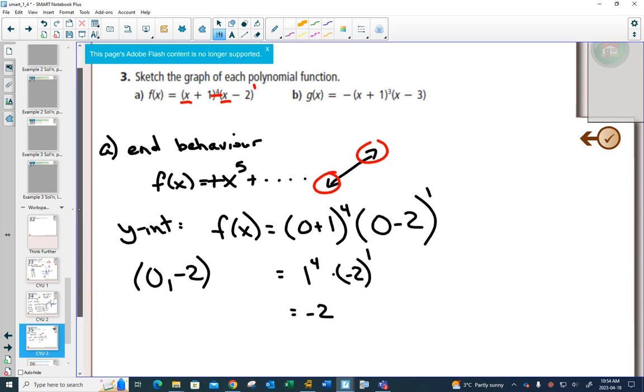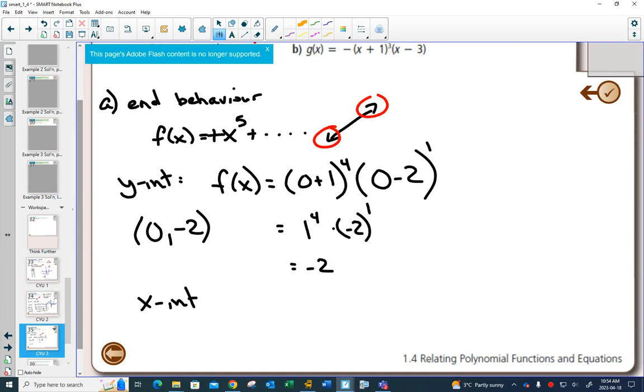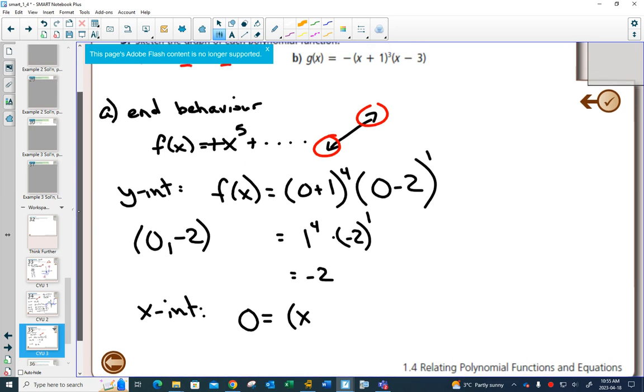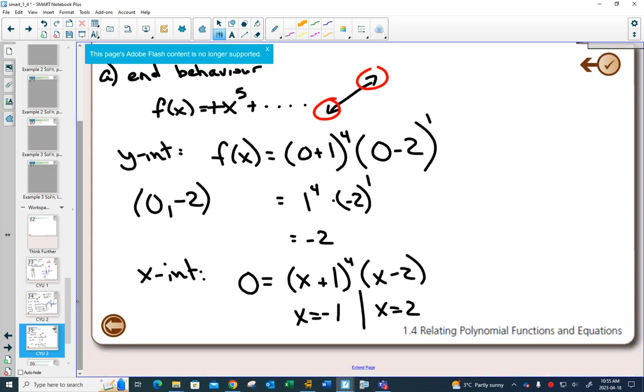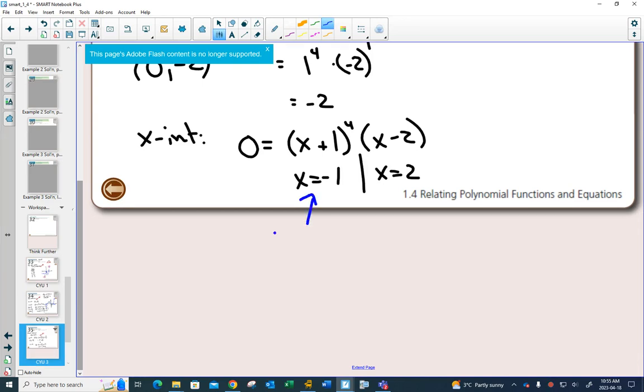And our x-intercepts are easier because it's already factored for us. Plug in 0 for y, and you have x plus 1 to the 4 times x minus 2. Since it's already factored, you've got your x-intercepts right away, and what we notice in this one is because that exponent is 4, this one has a multiplicity of 4. So our two x-intercepts are negative 1, 0, and 2, 0.